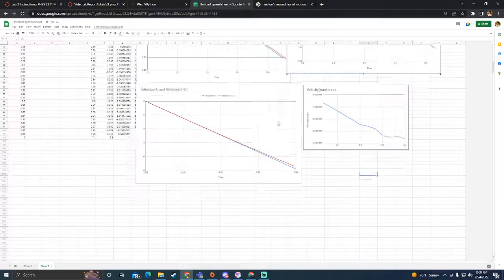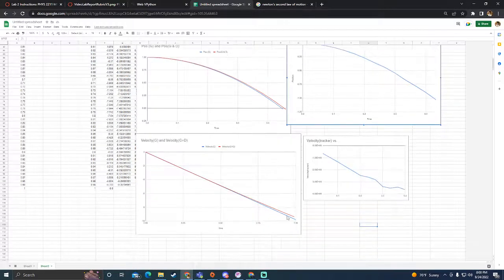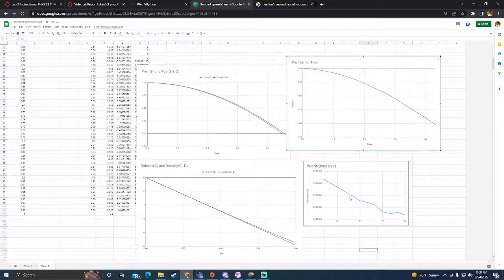My graphs don't show terminal velocity, but you can see with the velocity that this is slowing down. Eventually, it would reach the point of terminal velocity, and at that point, the object is no longer accelerating. Therefore, the net force on the object is 0.